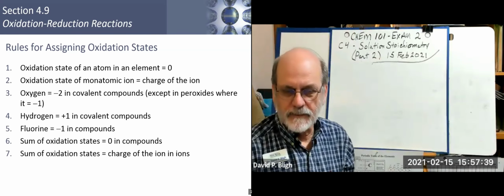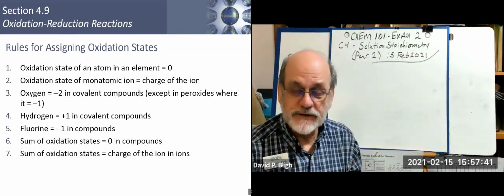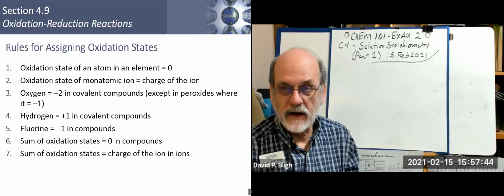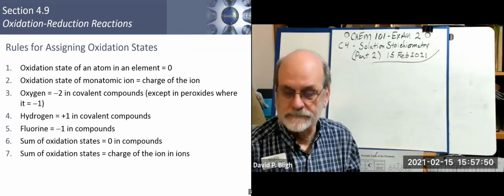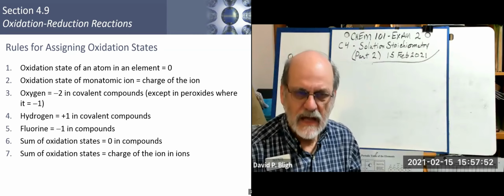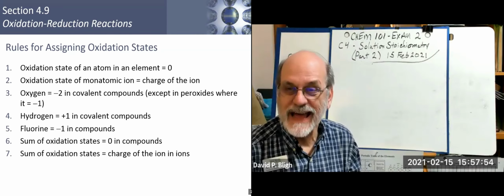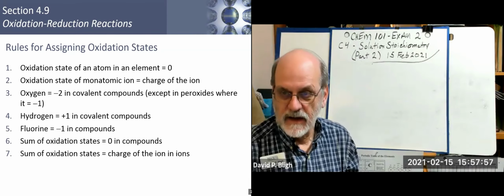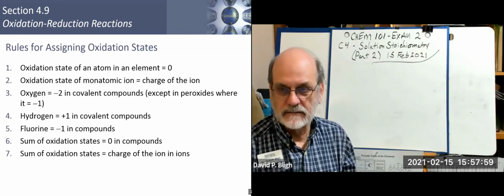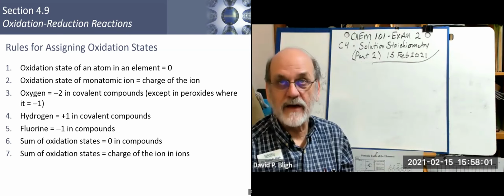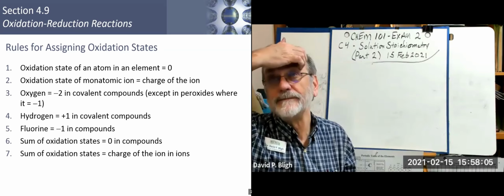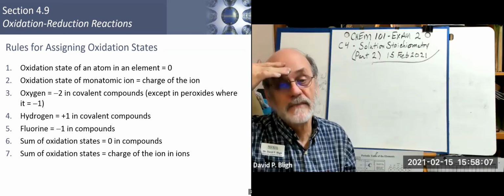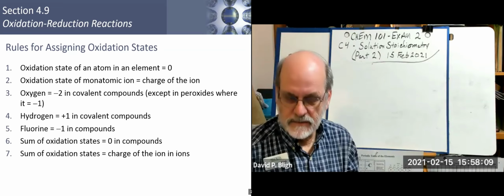Hydrogen. In most situations and in all covalent compounds, hydrogen is a +1. It's like a proton. The only time hydrogen takes on a negative oxidation state is when it's combined with a metal, like calcium hydride or sodium hydride. Then it becomes a -1.